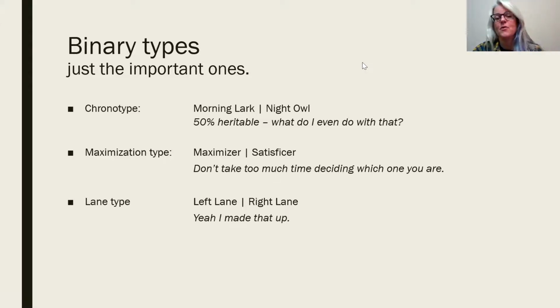Okay, lane type. So when you're on a 4-lane highway and you're heading on down that road, which lane do you find yourself in? So what does this mean? Guys, you can make up a personality type test for anything.